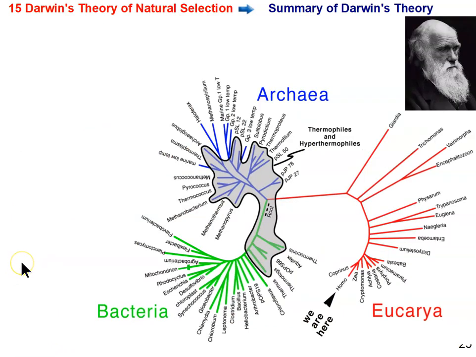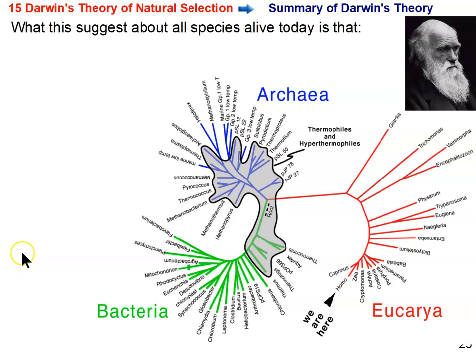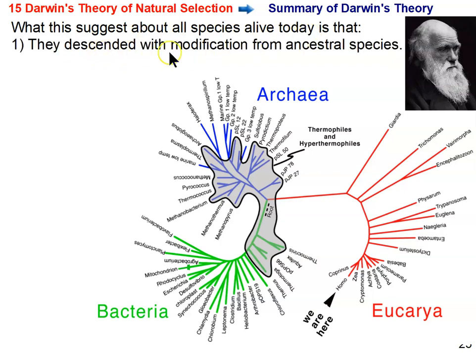So what Darwin discovered, and what he realized from his discovery, is that it suggests that all species alive today descended with modification from ancestral species. In other words, the species that are alive today came from species that were alive in the past. And they are united into one tree of life. And that's what we're looking at here. This is a phylogenetic tree that is arranged a little bit differently. It's not going from bottom to top, like trunk to branches like a tree.